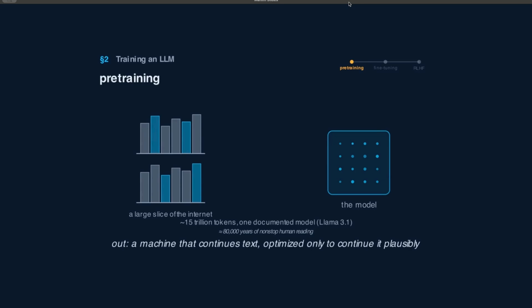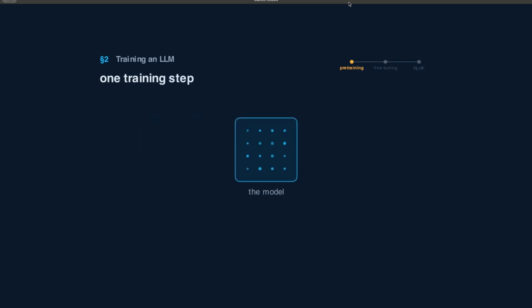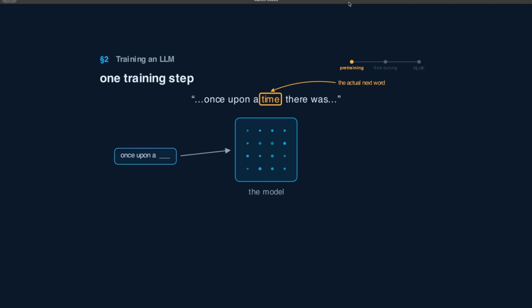So let's say you do this, you train the model, it learns the associations. It's able to now, at this point, spit out fluent text. But it's not necessarily the most helpful to do more, so you'll need fine-tuning. But before we go to fine-tuning, here's one example of a training step. So we have this sentence, "Once upon a time there was." Imagine that being one of the documents that were fed to the model during training time. So it's trying to predict the word time here. It says "once upon a blank."